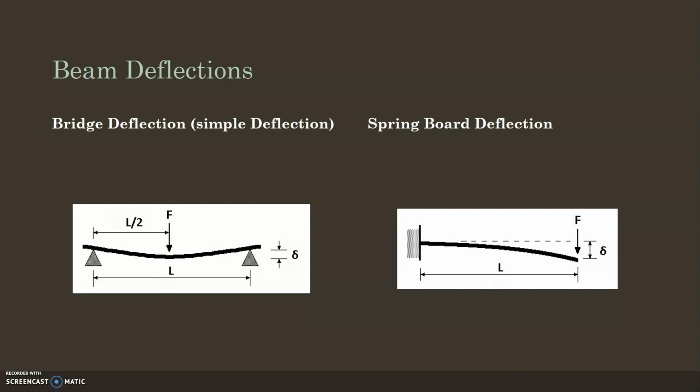There is your simple bridge deflection. We're going to call that the simple deflection, where you just put your beam on top of two supports and then you put your load right in the dead center halfway in and watch it bend. Then there is the springboard deflection.